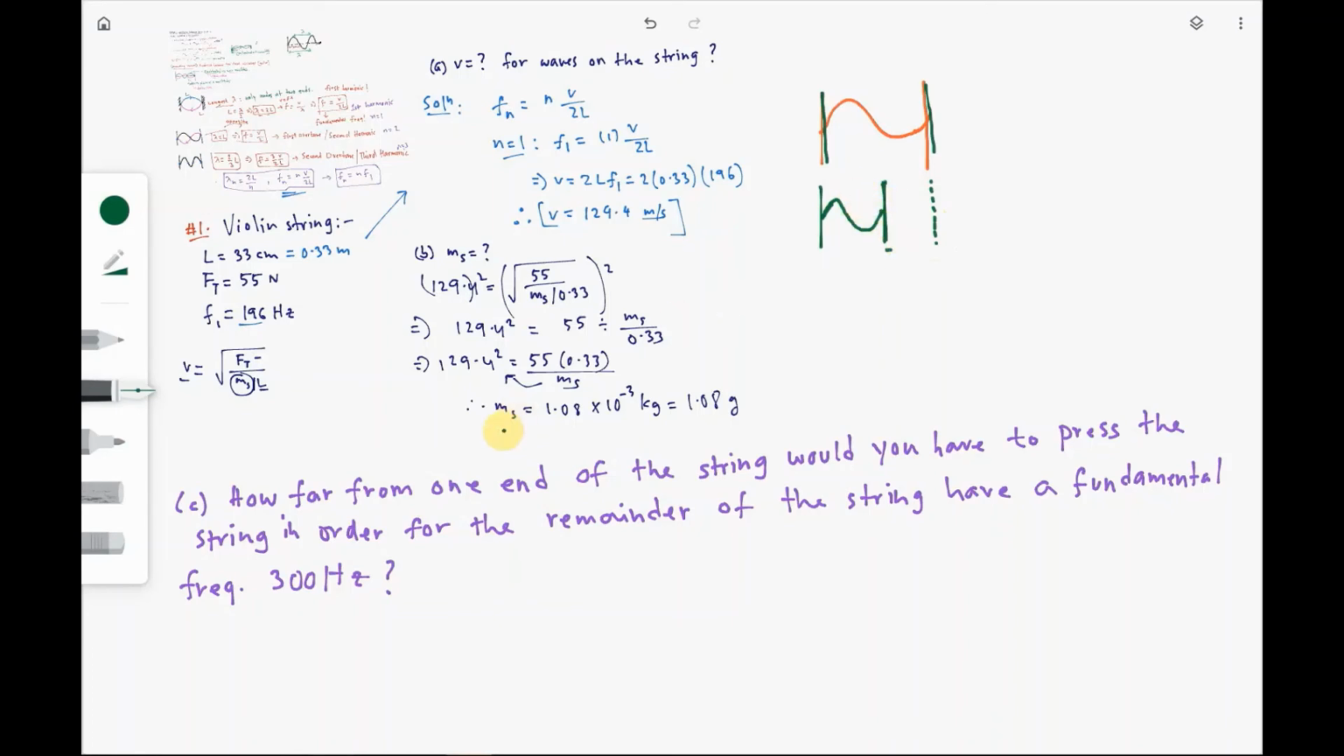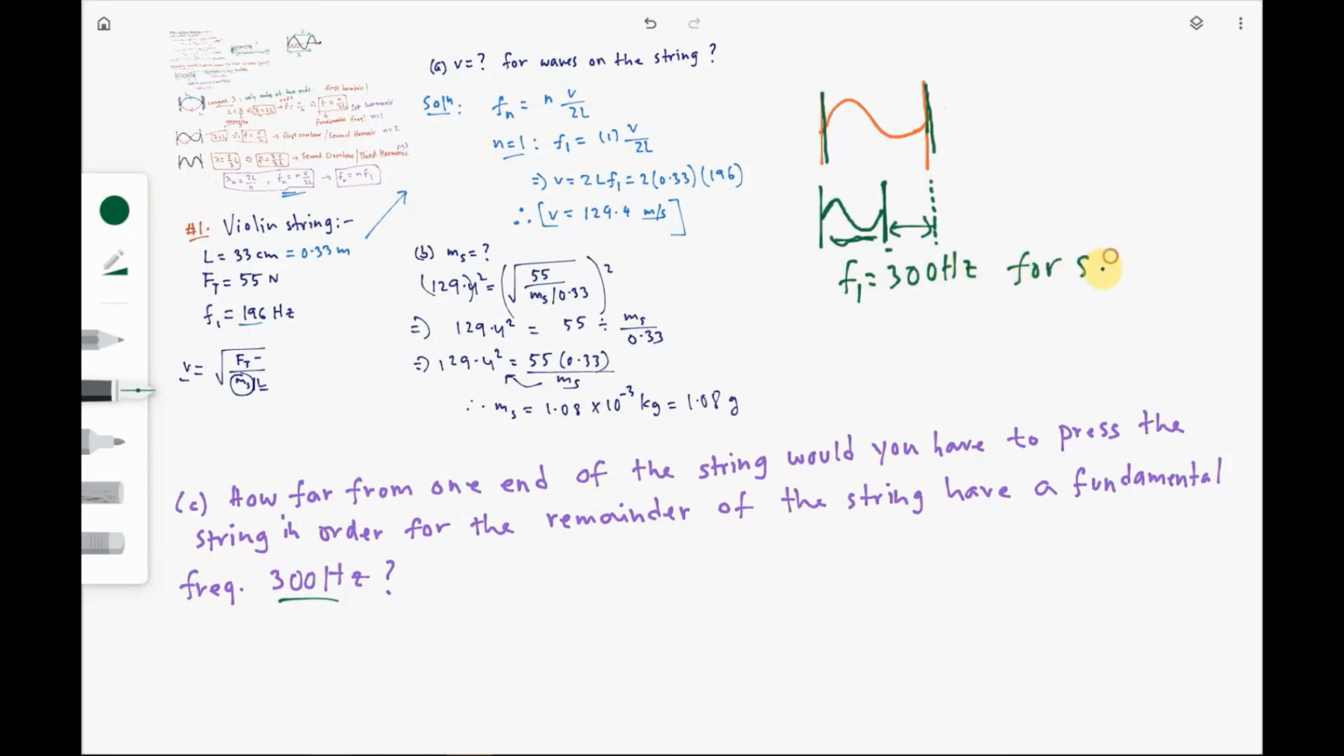So now let's look at the question. How far from one end of the string would you have to press the string in order for the remainder of the string to have a fundamental frequency of 300 Hertz? Basically this is just talking about you holding down a certain position which is not the open position. In open position, the string would look like this. Now you want to find this distance. How far from this head, or the old boundary, would you have to press down for the remaining wave to produce a fundamental frequency of 300 Hertz, for the same string?